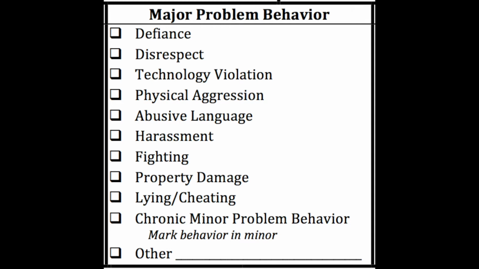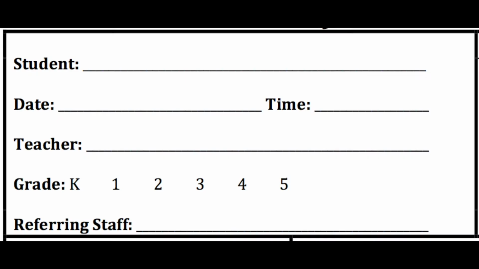Minor behaviors can become a major behavior. You'll notice in this box here there's chronic minor problem. That's when you've been working with a student, you've been doing fix-it forms for the minor behavior, and now it's so consistent that you're asking for support around that minor behavior. In this case, we ask that you mark the chronic minor behavior so we know it's a major problem for the office to deal with, but also mark the minor problem that's been happening.